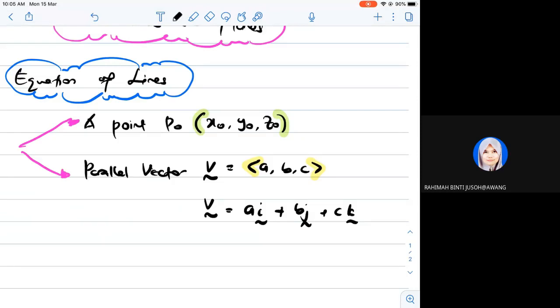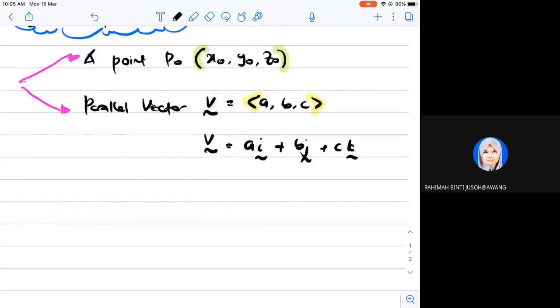So either one. For me, I would rather use the acute bracket ataupun sharp bracket instead of IJK lah. Kadang-kadang saya pening dengan dia IJK ni. Okay, so it's up to you lah. You comfortable which notation to use. Either you can use sharp bracket or you can use IJK. Both is representing the vector.